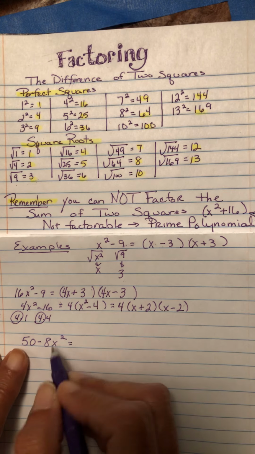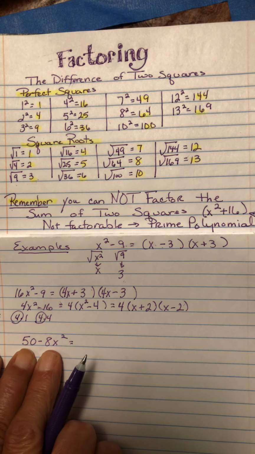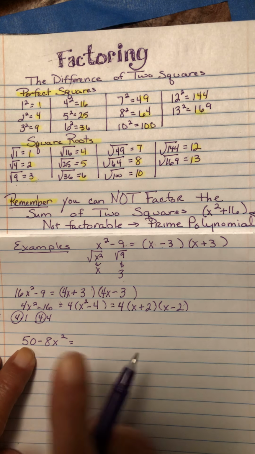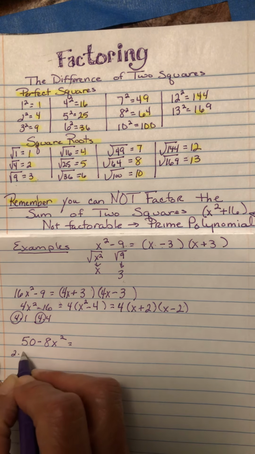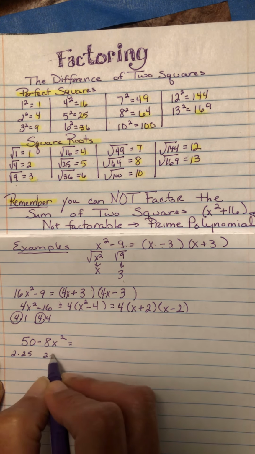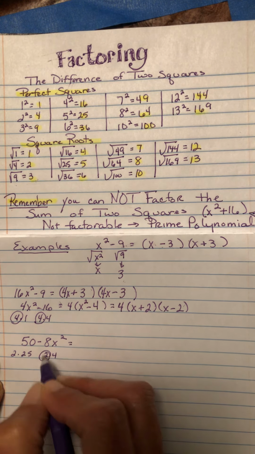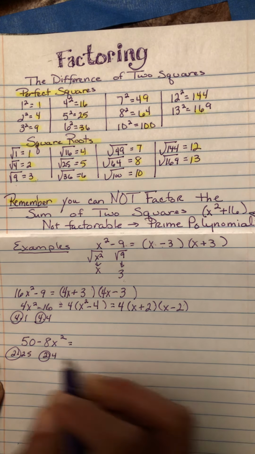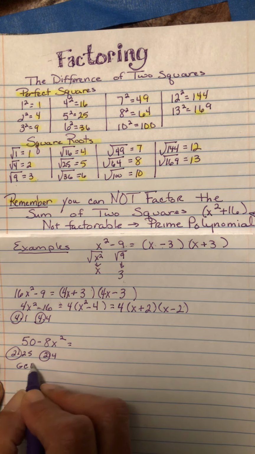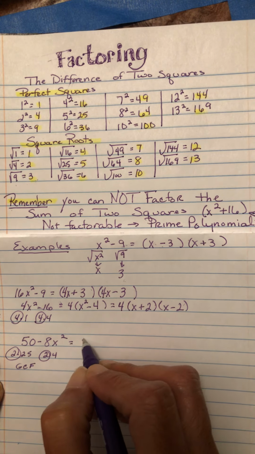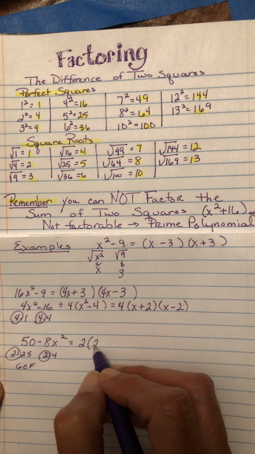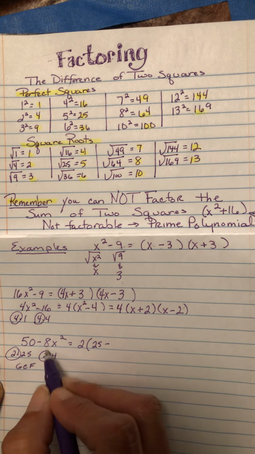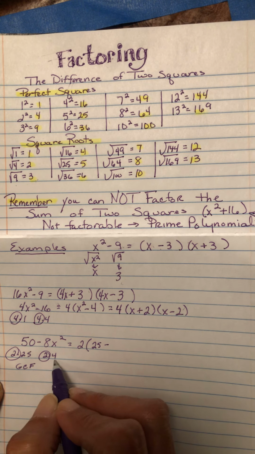So first thing I'm looking for, I notice a 50 and an 8. Well, you know what number goes into both of those? 2. 2 goes into both of those. This is 2 times 25. This is 2 times 4. There it is. Greatest common factor. So I'm going to put that in front. And what results? 25 minus 8. The leftover factor is 4.